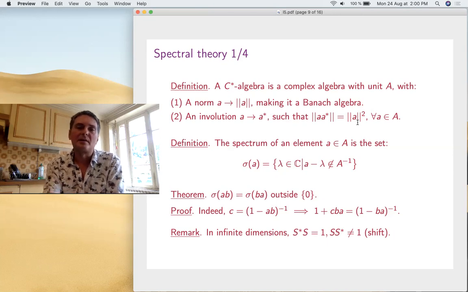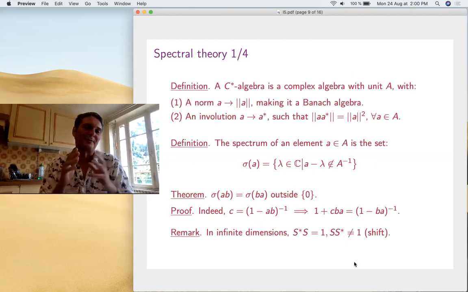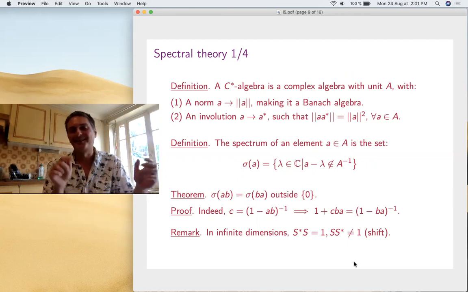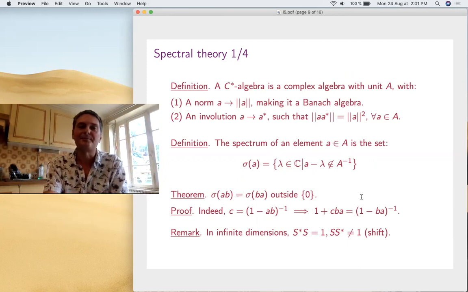As a first result, AB and BA have the same spectrum, but outside of zero. Why? Because if 1 minus AB is invertible, then 1 minus BA is invertible, and by linearity we can multiply by a lambda different from zero. At zero it is not true, because if you take the shift on l^2 of N, its adjoint times it is the identity. Otherwise, it's not the identity. You have the problem there at zero.